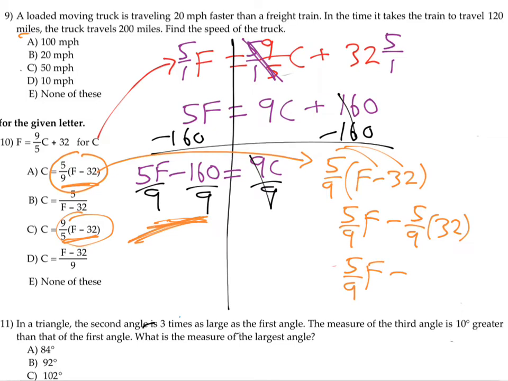5/9 F minus. Now, how do you do a fraction interacting with a whole number? 5/9 multiplying 32. How do we do that? Put the 32 over 1. Huh? Any whole number is really over 1. 5 times 32. Oh, we can't cross cancel here, right? Because 9 and 32 have nothing in common. So instead we multiply top times top. That's 160. On the bottom, 9 times 1, 9. See, it matches exactly. It's A in a different form. Do you see that? Makes sense?